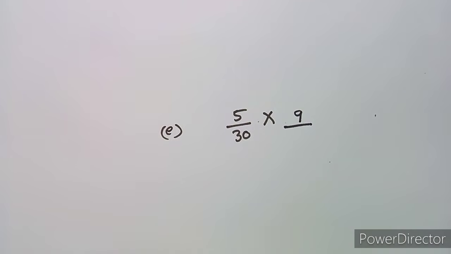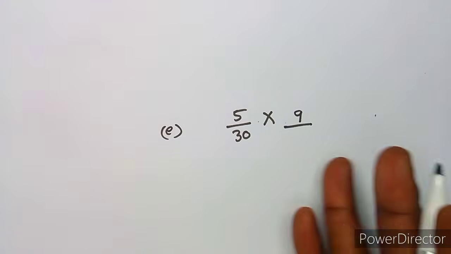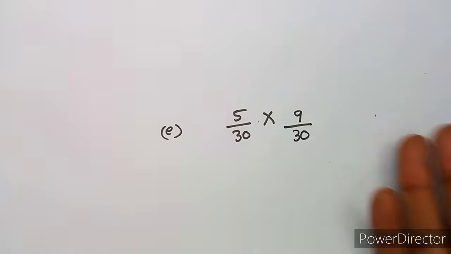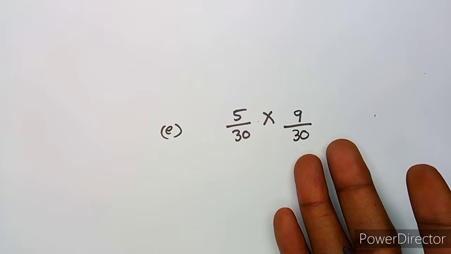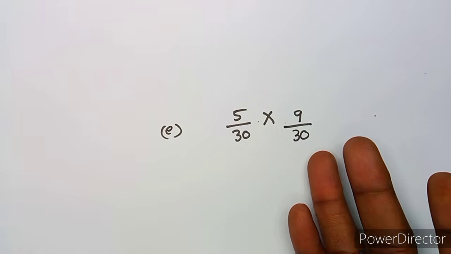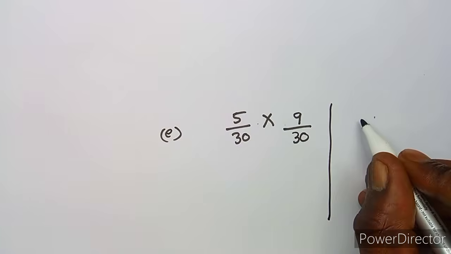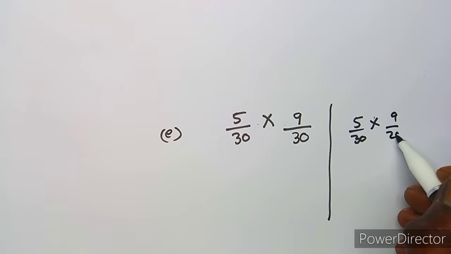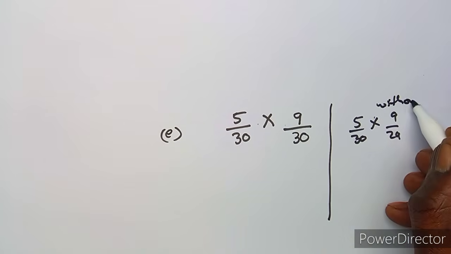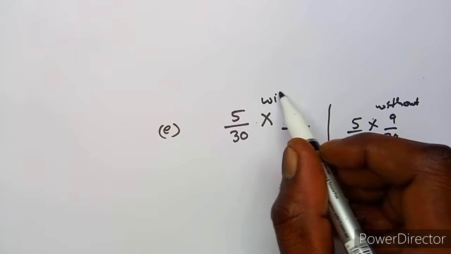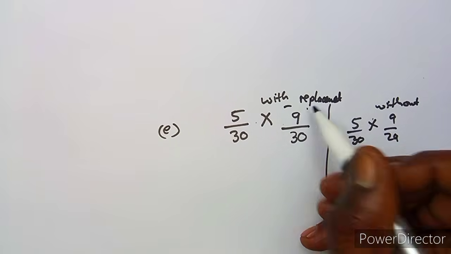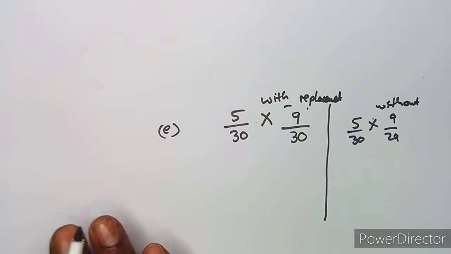Now it depends, guys, whether it is with replacement or without replacement. If it is with replacement, this is what you're going to have, then you reduce your values. If you use without replacement, then it is going to be 5 over 30 times 9 over 29. This is for without replacement, and this is for with replacement. So indicate the method that you have used there.